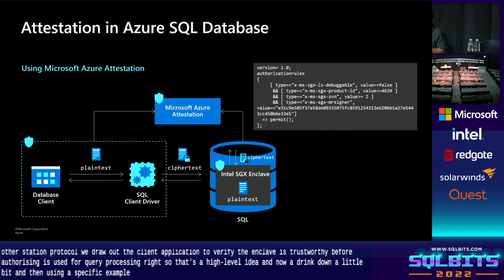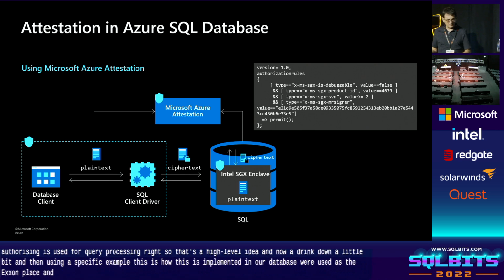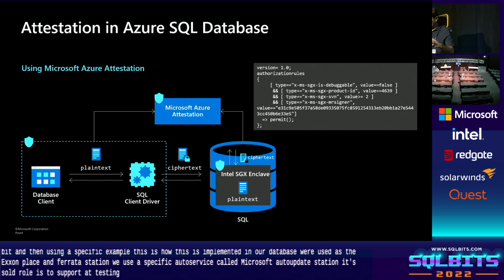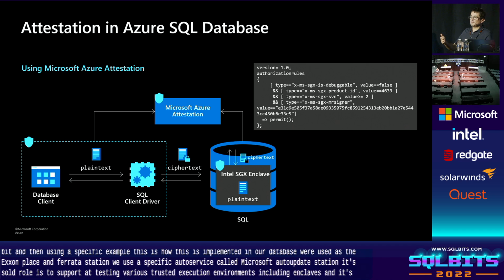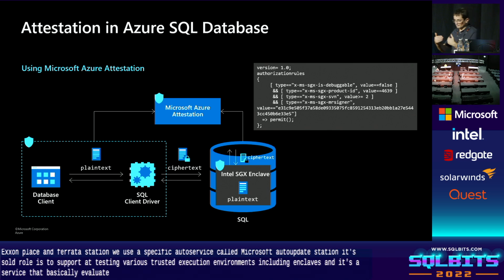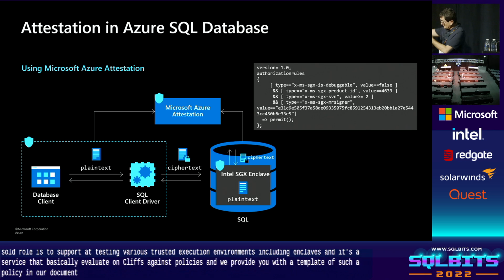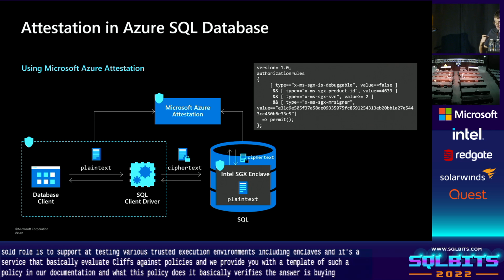So that's a high-level idea, and now drilling down a little bit and using a specific example, this is how this is implemented in Azure SQL Database, where we use SGX enclaves, and for attestation, we use a specific Azure service called Microsoft Azure Attestation. Its sole role is to support attesting various trusted execution environments, including enclaves. And it's a service that basically evaluates enclaves against policies. And we provide you with a template of such a policy in our documentation. What this policy does is it verifies the enclave binary and its specific properties.